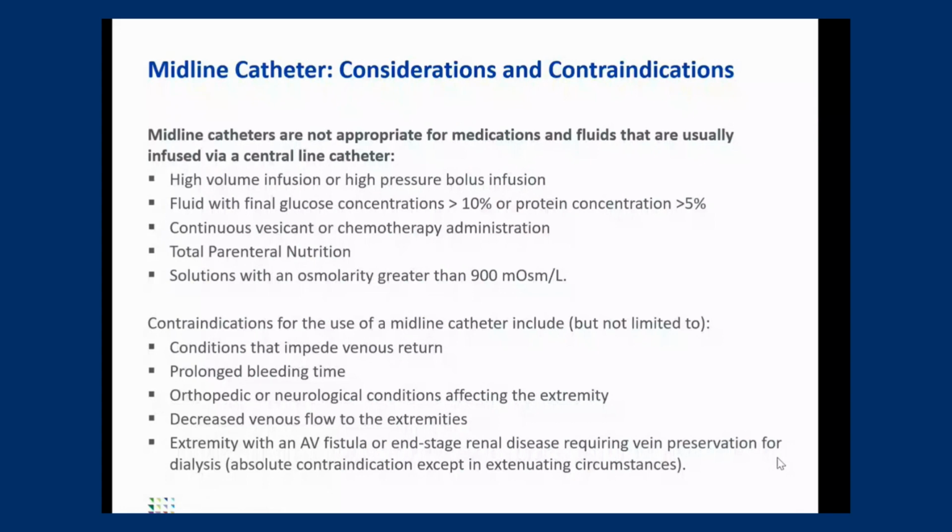Then for contraindications of an actual use and putting in a midline would be conditions that impede venous return, anyone with prolonged bleeding time, it's pretty invasive, orthopedic or neurological conditions that affect the extremity, increased venous flow to the extremities, and then someone with an AV fistula or someone who we're preserving the arm for an AV fistula, we're not going to place the midline.